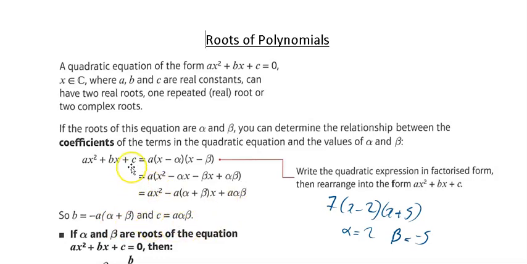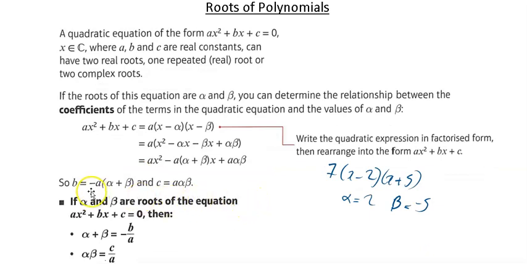And also the coefficient of x to the 0, or else the numerical term, is just c, and over here it's a alpha beta. So basically you've got that b is equal to minus a times (alpha plus beta), and c is equal to a times alpha beta.